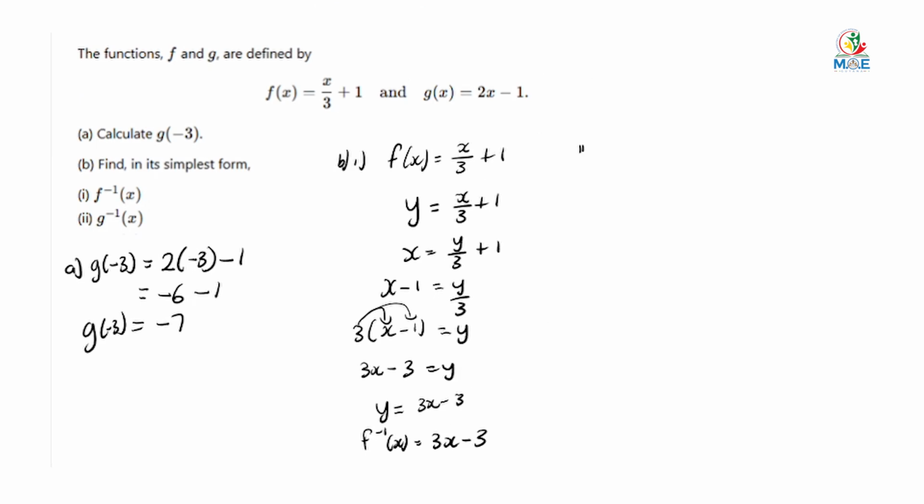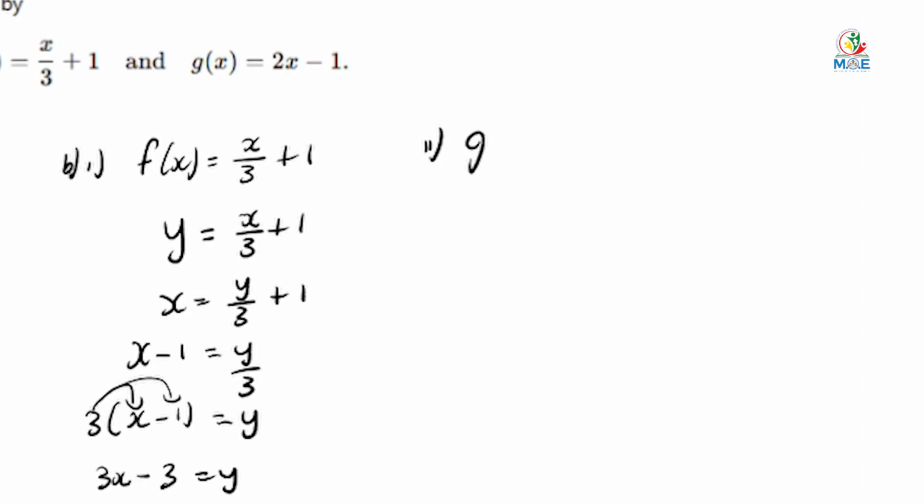And then part 2 now, we want to find g inverse of x. So let's write back the function g. So g of x is equal to 2x minus 1. So g inverse of x, we repeat the same steps, replace g of x with y. So you'll have y is equal to 2x minus 1. And then we interchange the x and the y. So we'll have x is equal to 2y minus 1.